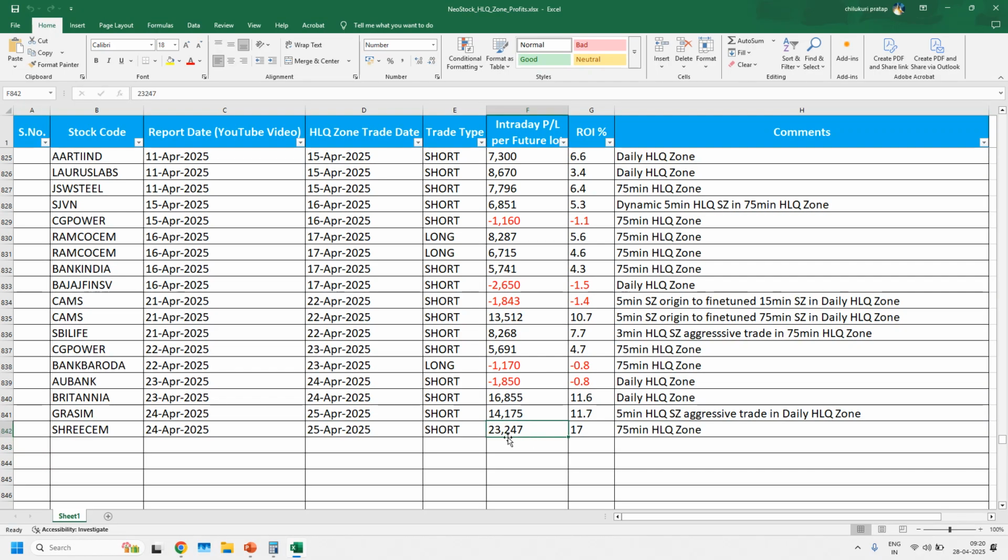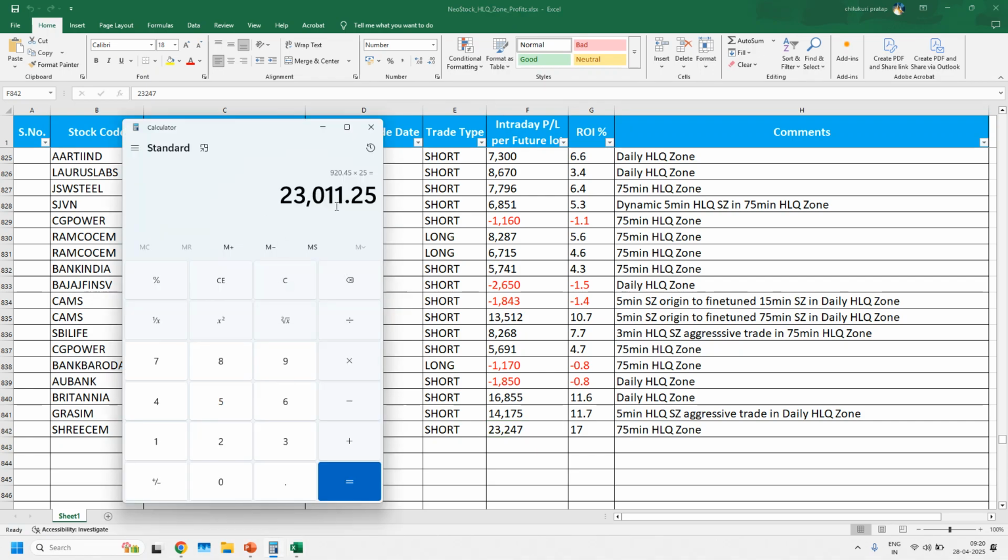See, here you got 23,247 rupees profit. Now you get 23,011. See, what is the difference? Hardly some 200, 300 rupees difference. That's it. But you got almost the same profit, right? ROA also you get almost the same. If not 17%, maybe you get 16.9%, or maybe 17.1%.